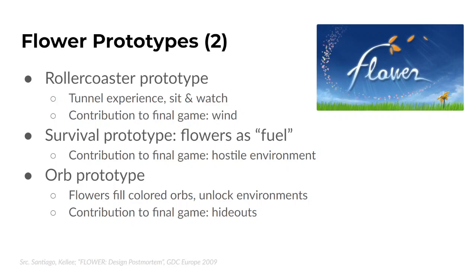And in the survival prototype, they had the flowers as fuel, so you would jump from flower to flower. If you lose all the petals, you had to start over again, like a platformer. What they kept for the final game from this one is the hostile environment, which is, I think, the second to last environment in Flower. They had an orb prototype where the flowers would fill orbs and then unlock stuff. They're still in the final game in the locked environments, in the hideouts. You can actually touch flowers, and then at some point something would open, like a crown of monoliths, and reveal more petals to you. As you don't get a score, it's kind of the feeling of exploration, finding something.